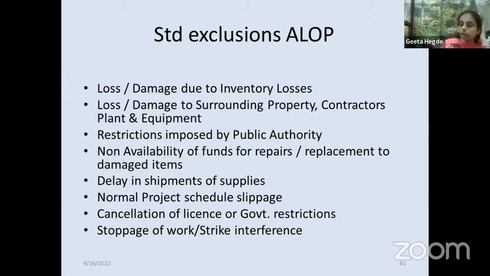So there is no marine loss, but the consignment has not reached. Consignment is not available, machinery is not available. Schedule goes wrong, cancellation of license, strikes, stoppage of work, which we can imagine. All these reasons cannot be a delay for ALOP.